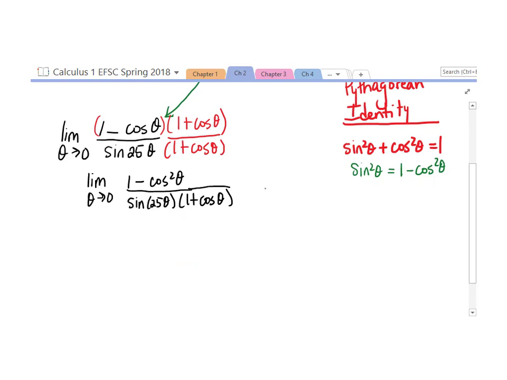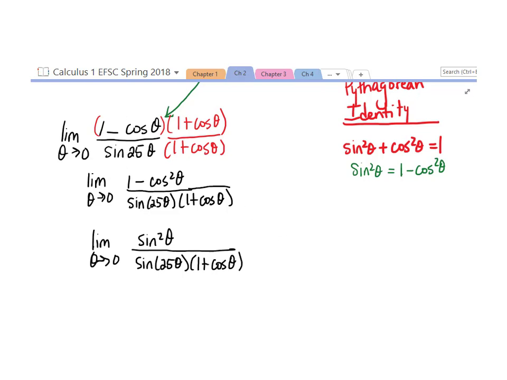Okay, so I'm going to replace 1 minus cosine squared theta with sine squared theta. So we get the limit as theta goes to 0 of sine squared theta over sine of 25 theta times 1 plus cosine of theta. Okay, now let's see where we are.